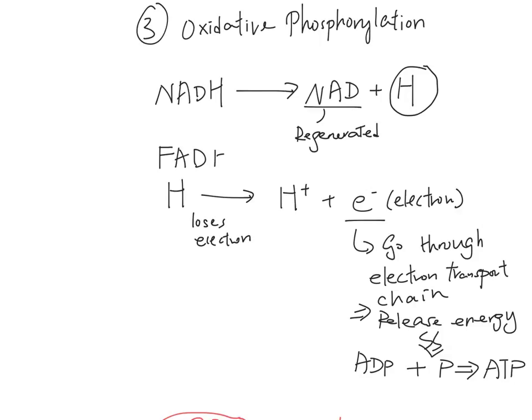Now the FADH, if you still recall, was also made in the Krebs cycle. So the similar things happen as NAD. The FAD will be regenerated and the H will also undergo the same process of losing electron and then releasing energy through the electron transport chain to make ATP.